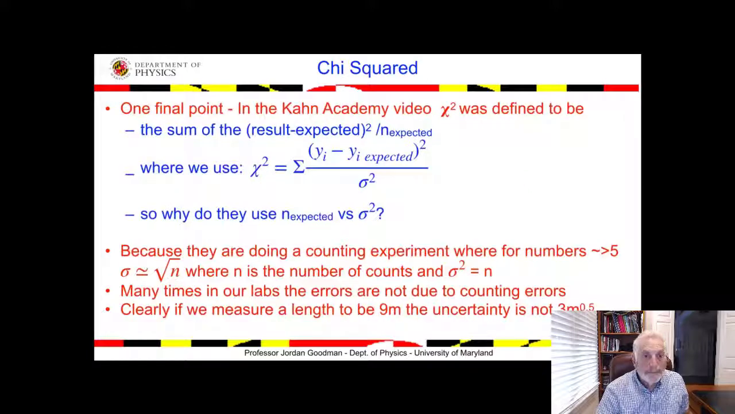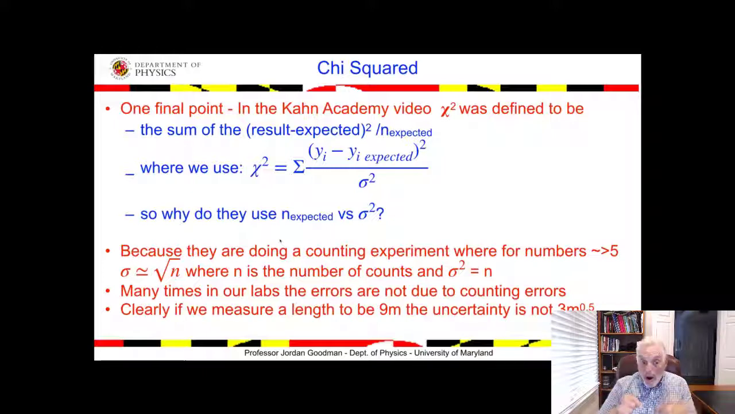So one final point to make is, in the Khan Academy video, chi-squared was defined to be the sum of the result minus the expected over the number expected. And we use instead the number minus the number expected over sigma squared. Why do they use n expected and we use sigma? Because they're doing a counting experiment. And for numbers greater than 5 or 10, sigma is the square root of the number. So sigma squared is the number.